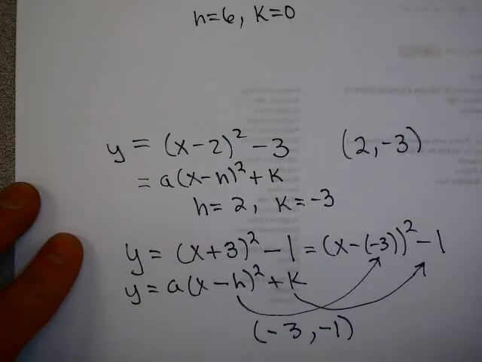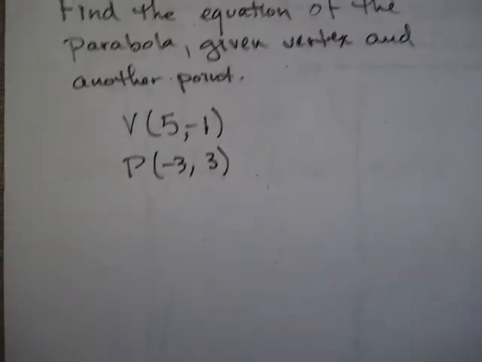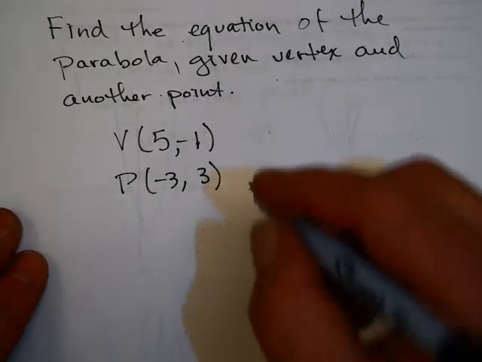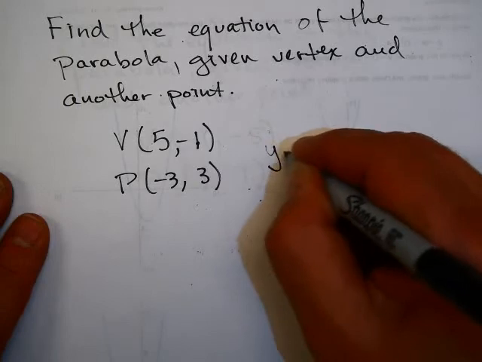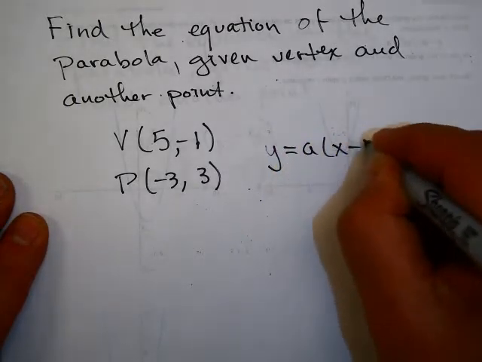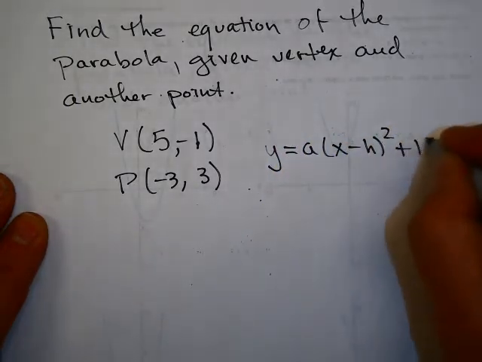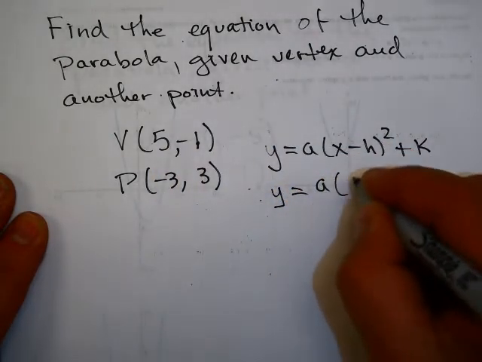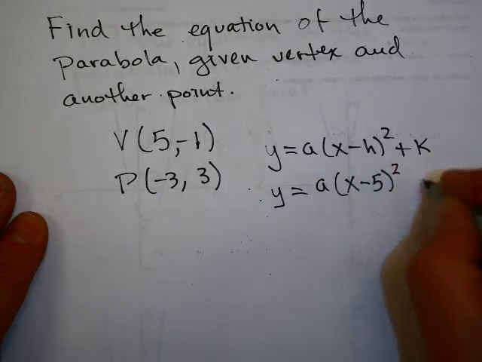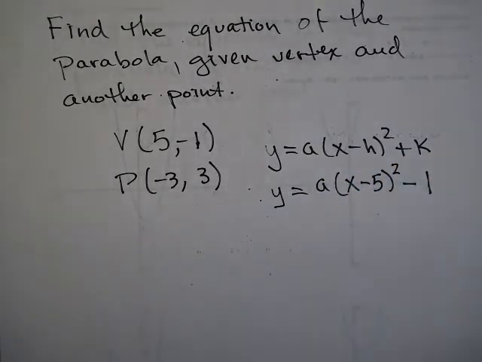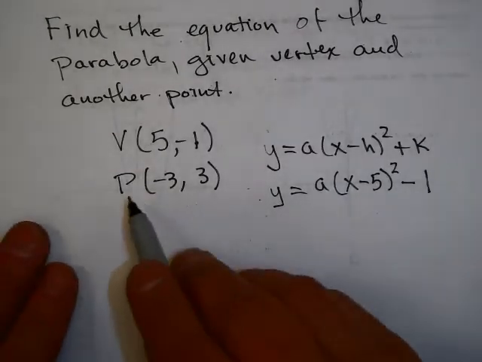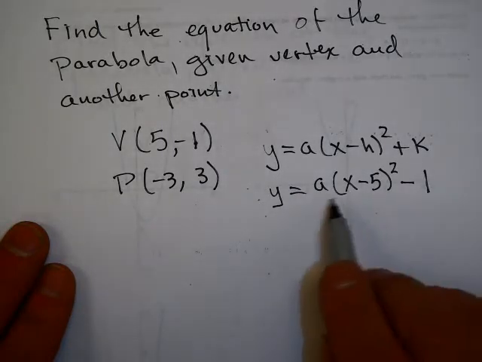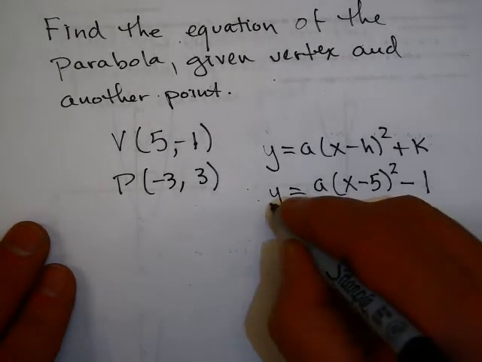Now, for a final type of problem that you'll encounter on the homework, let's take a look at this one. Find the equation of a parabola giving vertex and another point. Okay, we're going to use this vertex form of the parabola because you are given the vertex. The vertex is (5, negative 1). So I will replace 5 for h and negative 1 for k. The only question here is what is a? To find a, we substitute the values minus 3 and 3 for x and y and solve for a, and then write the final equation.